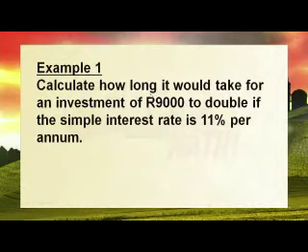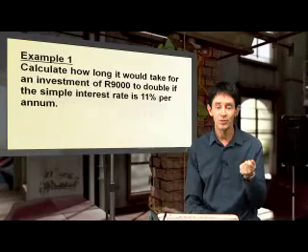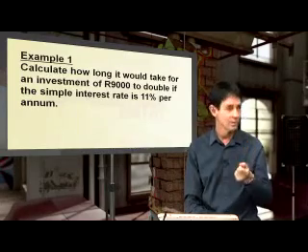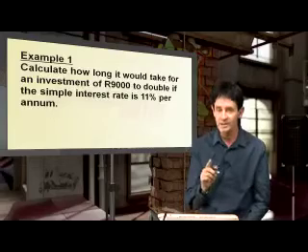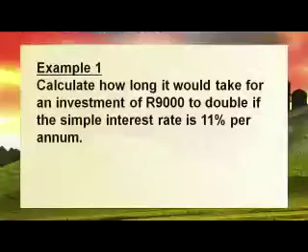Calculate how long it would take for an investment of 9,000 Rand to double. So if you double 9,000, what do you get? 18,000. That's pretty cool. Imagine you start with 9,000 and it doubles. That's what you want. They always say, you must make your money work for you, and that's important. Okay, and the simple interest rate is 11% per annum. So we want to see how it works.